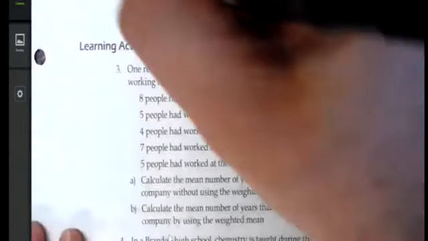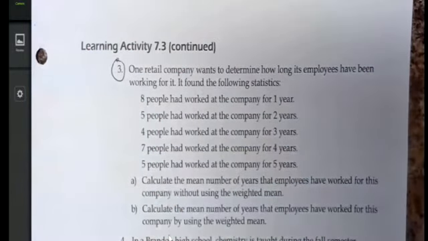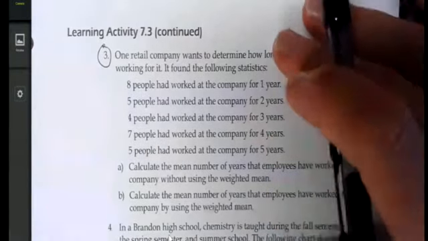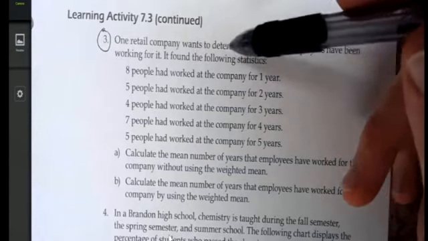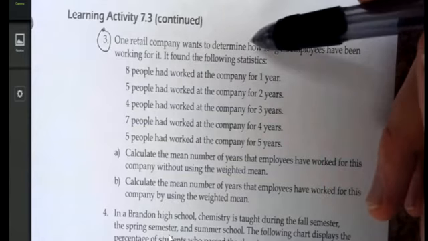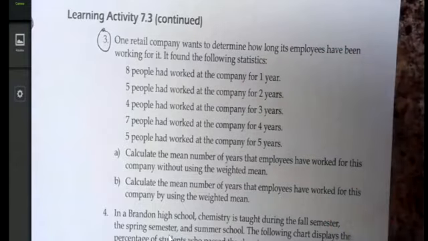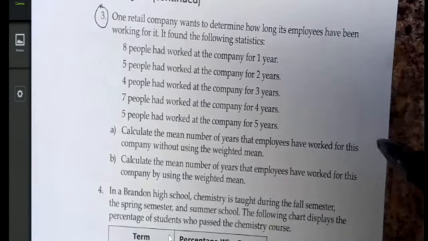And also have you try 3 and 4. One retail company wants to determine how long its employees have been working for it. It found the following statistics. 4 people had worked at the company for less than 1 year, 8 people had worked for 1 year, 5 for 2, 4 for 3, 7 for 4, 5 for 5. Calculate the mean number of years that employees have worked for this company without using the weighted mean.